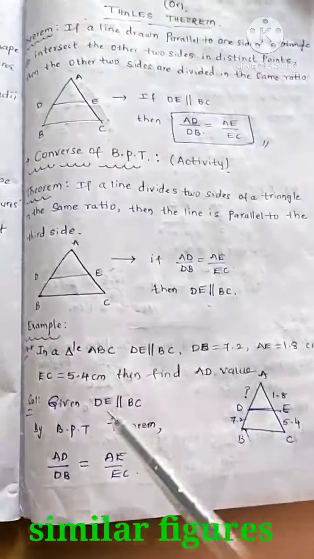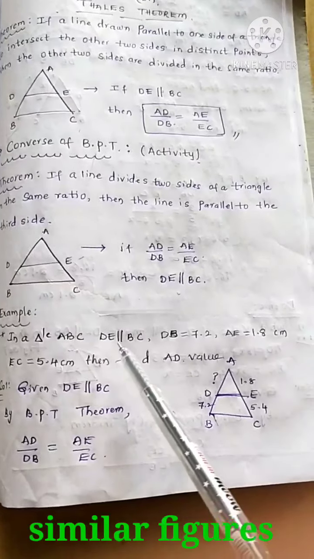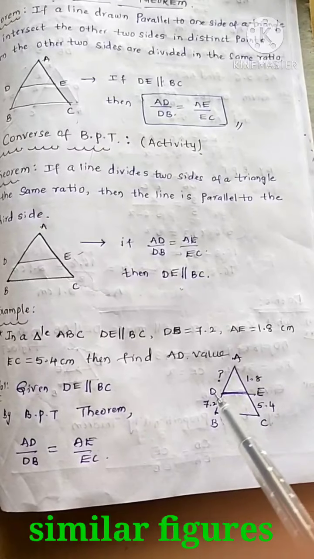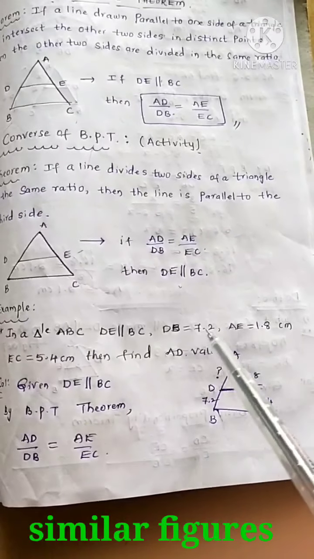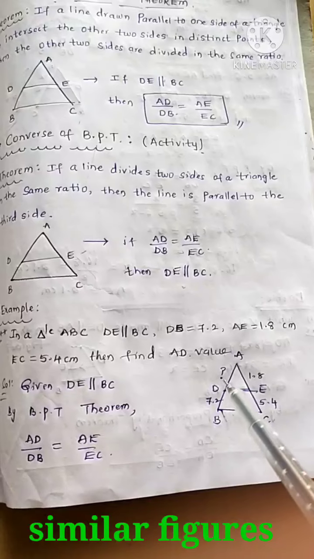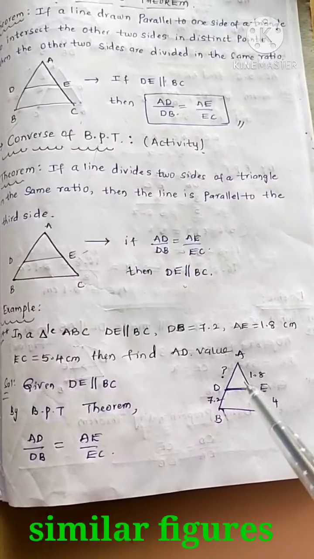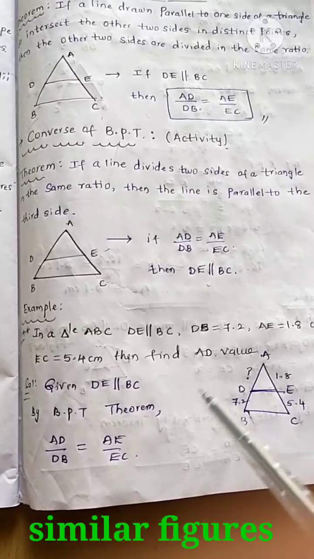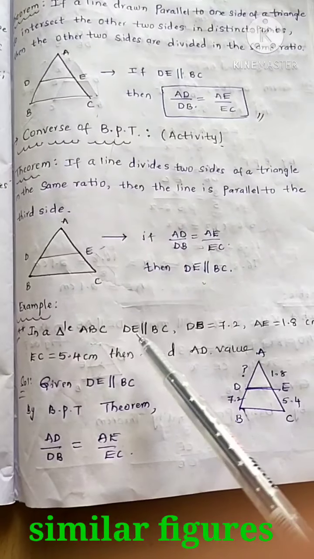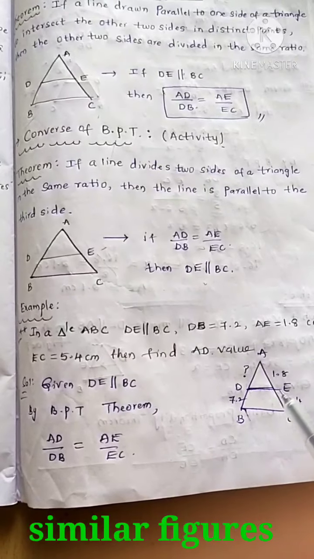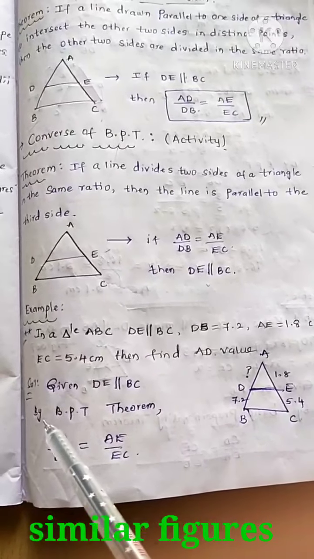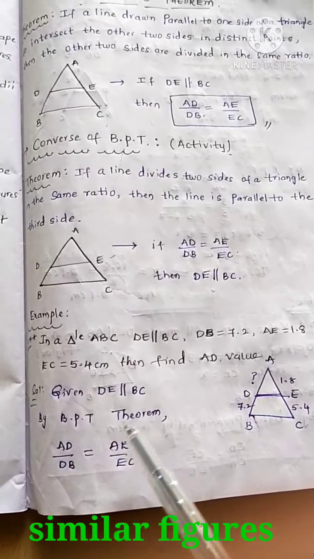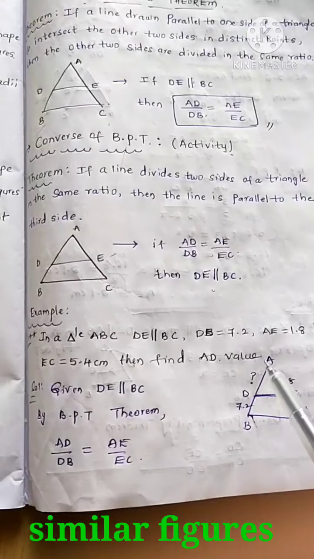Okay, now one important question: the triangle ABC, DE parallel to BC. Draw the triangle ABC, DE is a line parallel to BC. DB is 7.2, AE is 1.8 and EC is 5.4. Now find the AD value. It is a clear condition that DE is parallel to BC, one side parallel to the third side. Definitely use the BPT theorem. What is the basic proportionality theorem? AD by DB is equal to AE by EC.